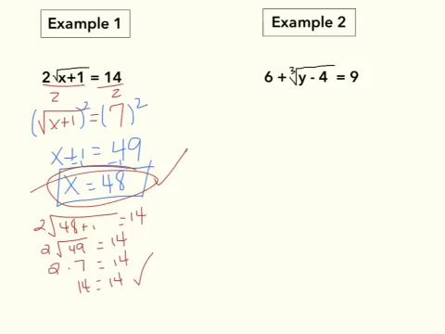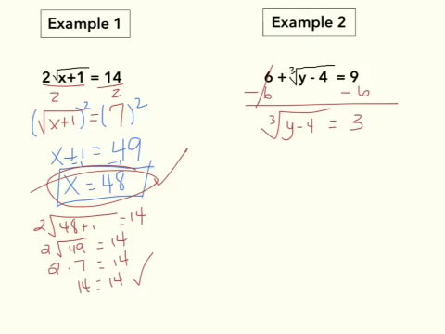All right, so let's look at another example. Again, the first step was to isolate the radical. So we've got to get rid of the 6. So since the 6 is being added to this, we need to subtract it on both sides. So now I have the cubed root of y minus 4 equals 3.